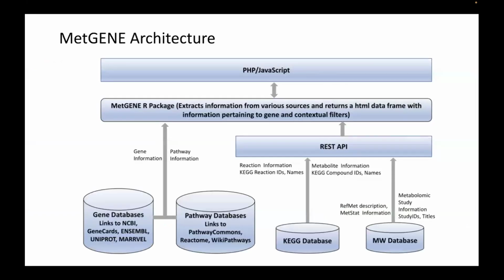So the MetGENE architecture comprises a front end of PHP and JavaScript. At the back end is a whole bunch of our code as a package, and this, via REST API, talks to backend databases such as the Metabolomics Workbench database to obtain the metabolomic study information and study IDs, RefMet and MetStat information, KEGG database for reaction information, KEGG reaction IDs and names, pathway database links to common pathway databases such as Pathway Commons, Reactome, WikiPathways, KEGG, etc. And gene information obtained from gene databases with links to NCBI, GeneCards, Ensembl, UniProt, Marrvel, etc.